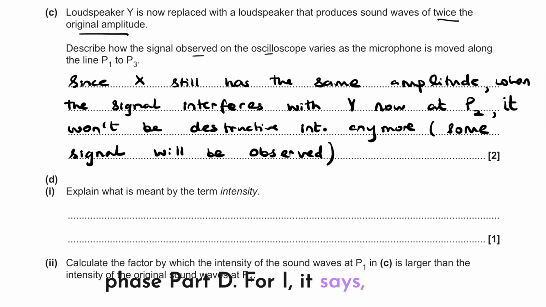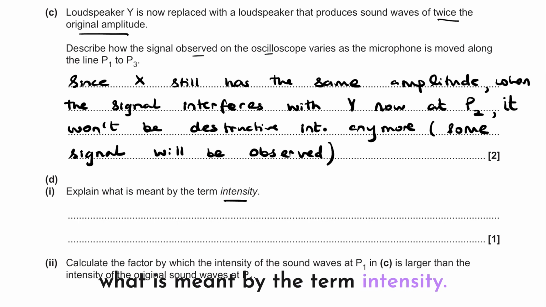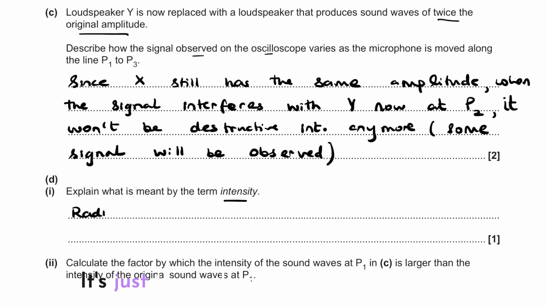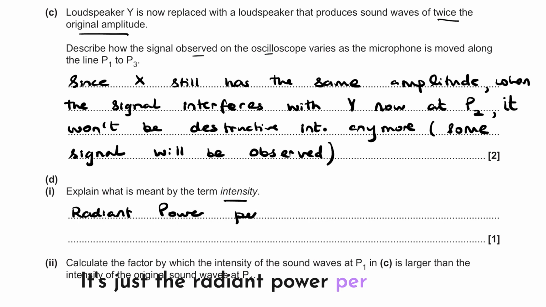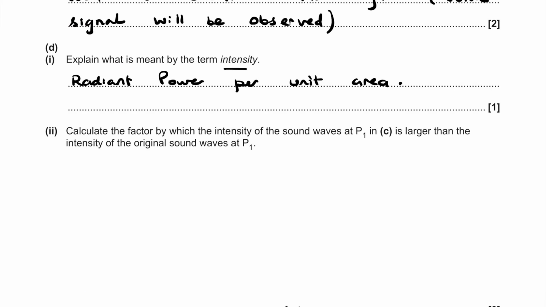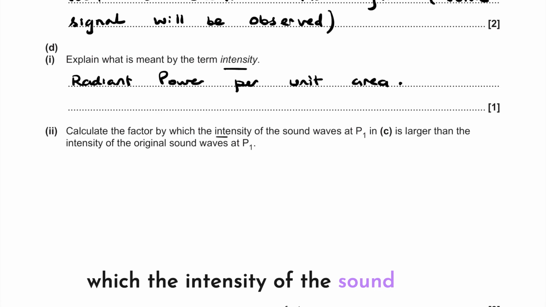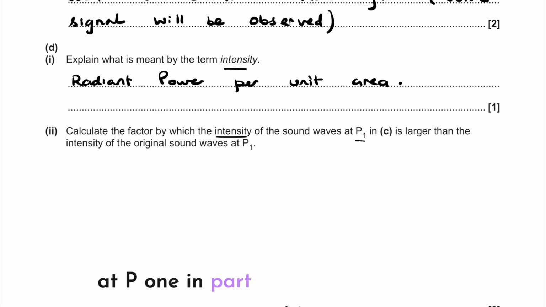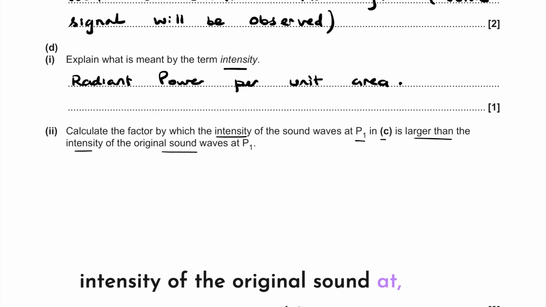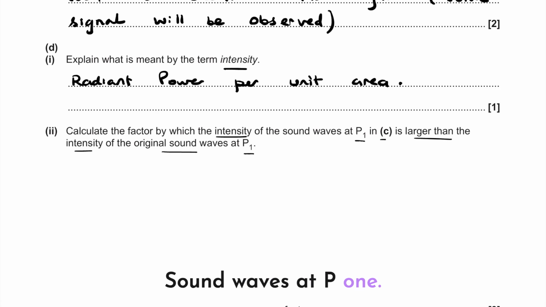Part D. For I, it says explain what is meant by the term intensity. It's just the radiant power per unit area. In part II, it says calculate the factor by which the intensity of the sound waves at P1 in part C is larger than the intensity of the original sound waves at P1.